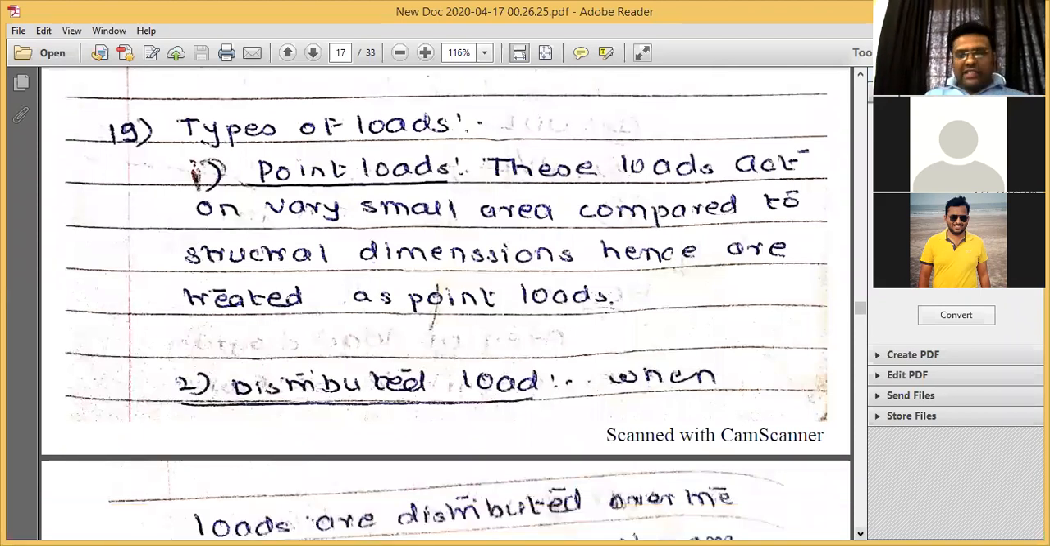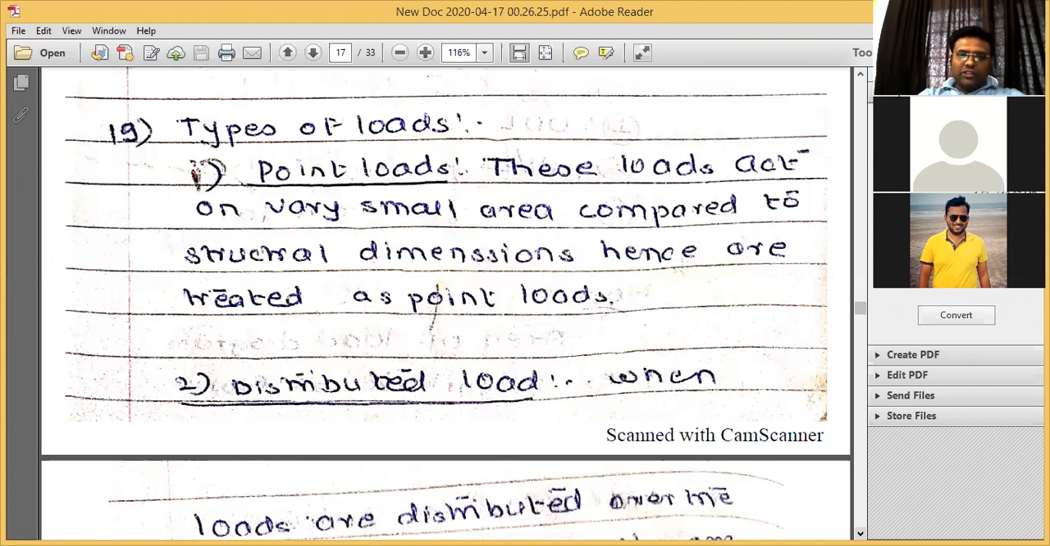In the last 10 minutes, I wanted to discuss one important point, that is types of loads. So I'm sticking to the syllabus which is given by MPSC, and the next point is types of loads. As you know, there are basically three types of loads. One is called point load, second is uniformly distributed load, and third is uniformly varying load. So if the force is acting at a point, then it is called a point load.